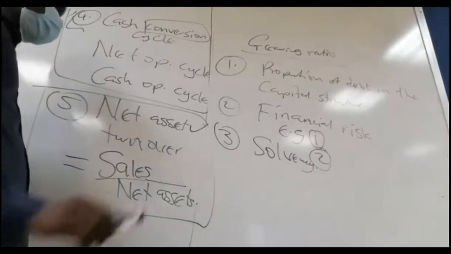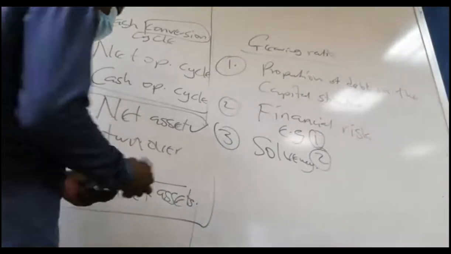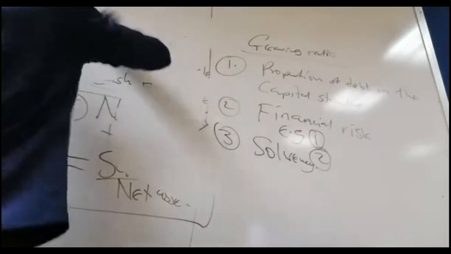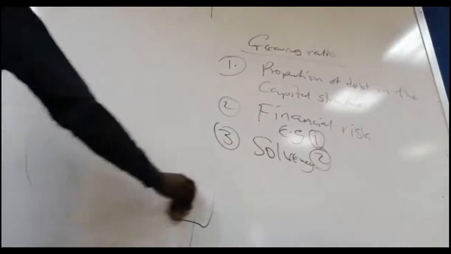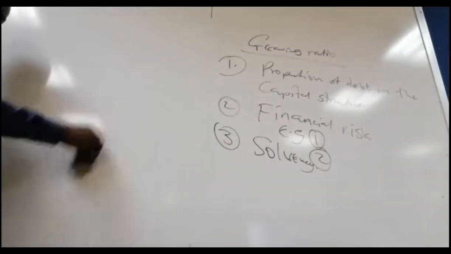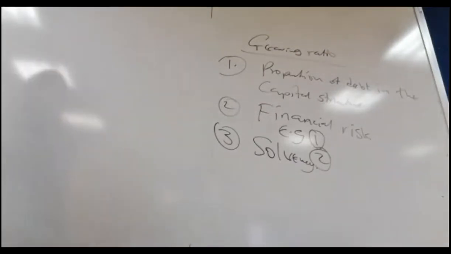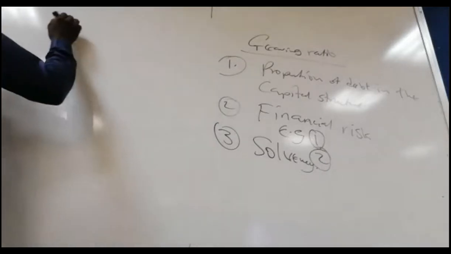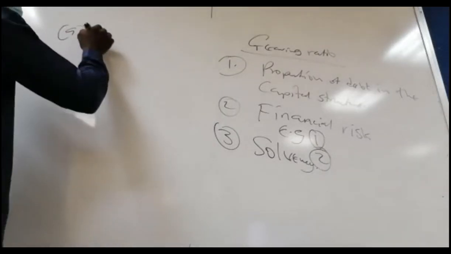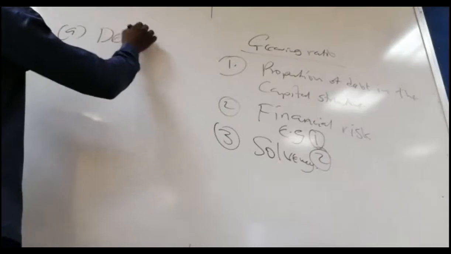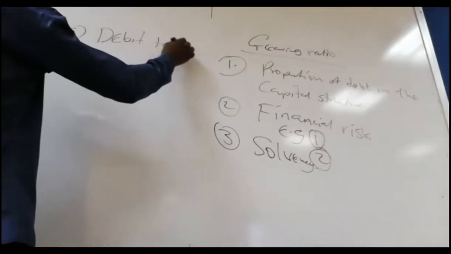So let's go straight to the ratios here. The ratios here are not many. We look at just 2, even though in the handout I provided I think there are 5 or so. We call them 2 ratios on the list. Number 1, debt to equity ratio.